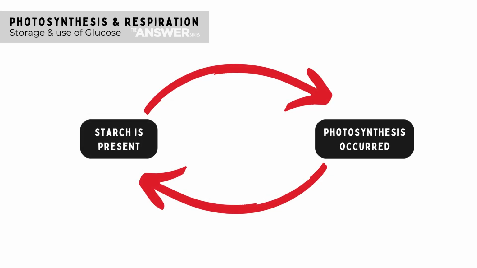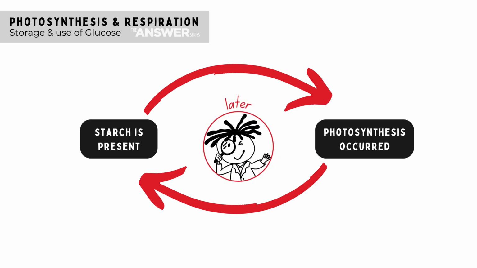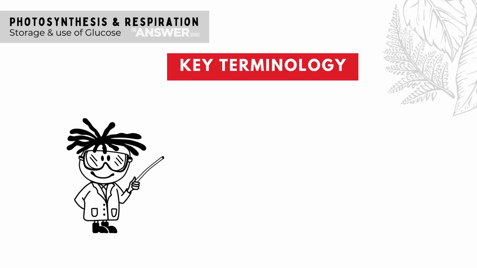Ultimately, we can prove that photosynthesis has occurred in any part of a plant if we can prove that starch is present. And in the next video, we'll look at exactly how to prove that photosynthesis has occurred in the leaves of a plant. Key terminology for this video includes glucose, starch, and indicator.